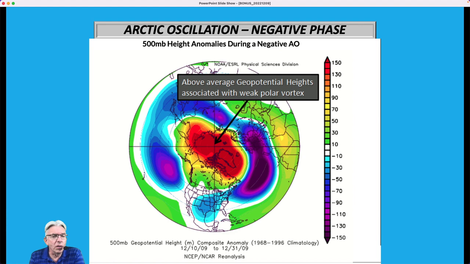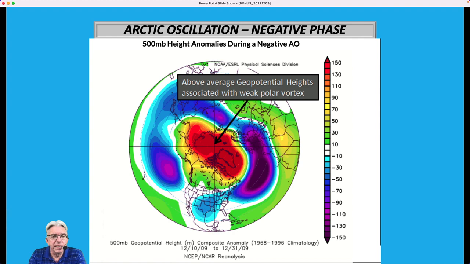It's exactly the opposite, where you have above normal 500 millibar heights up in the North Pole area and the Arctic regions, and as a result, below normal heights across much of the United States. And so if you ever talk to somebody who's a winter weather fanatic in the Carolinas and they're looking at these indices, they always want to see a negative AO.